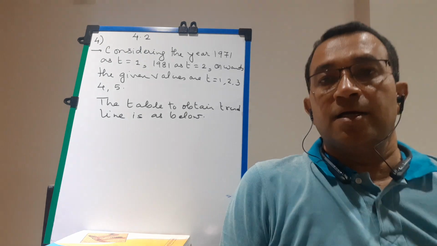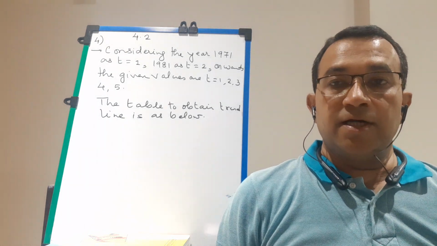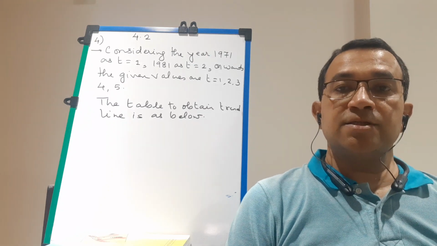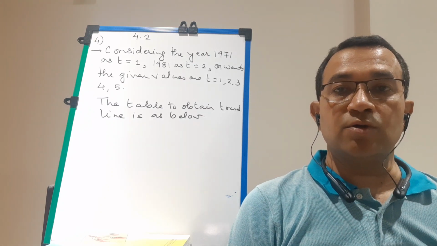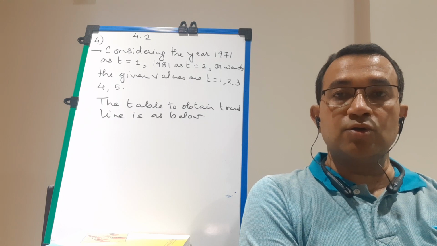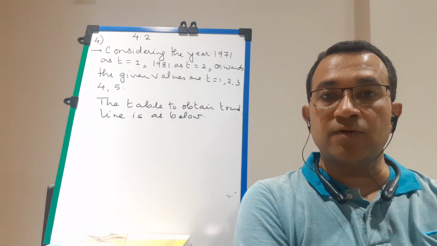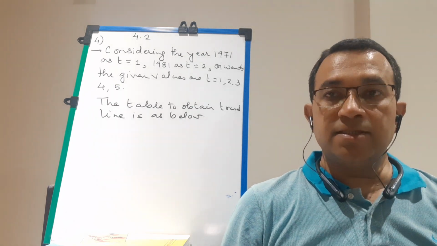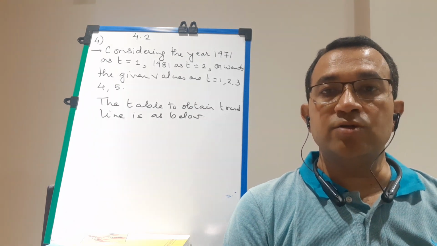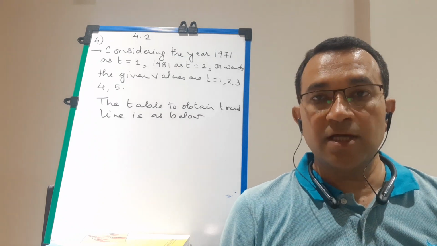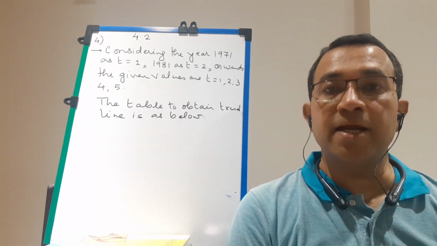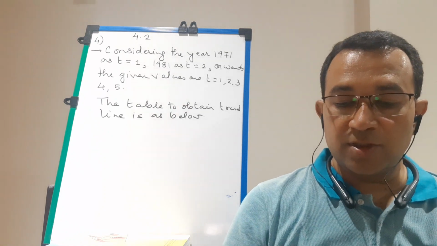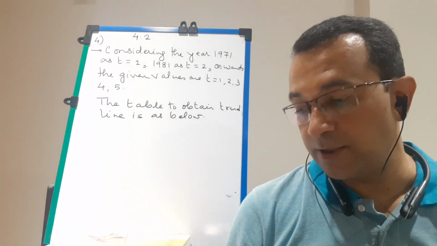Students, check. In the previous lecture also I have repeated these steps. So again, considering 1971 as T is equal to 1, 1981 as T is equal to 2 and onwards, students, the given values of T are 1, 2, 3, 4 and 5. Then the second step, the table to obtain, I told you this can be written in two different ways. The table to obtain constants b and a or the table to obtain trend line is as below. Okay, students, now we go further with the table.